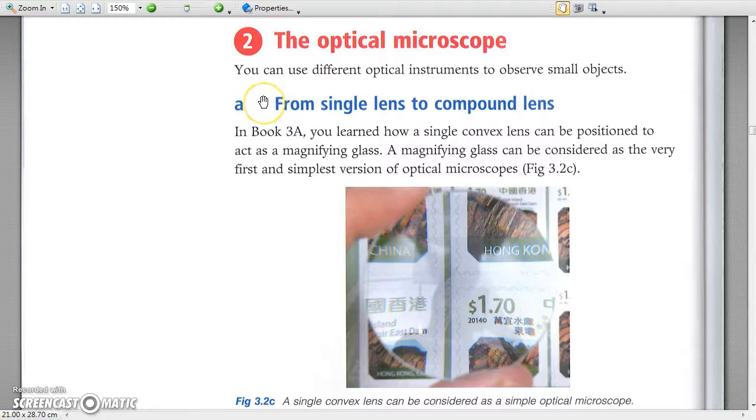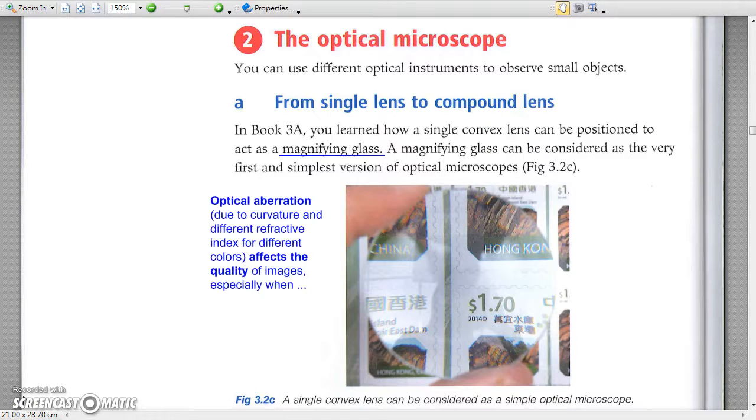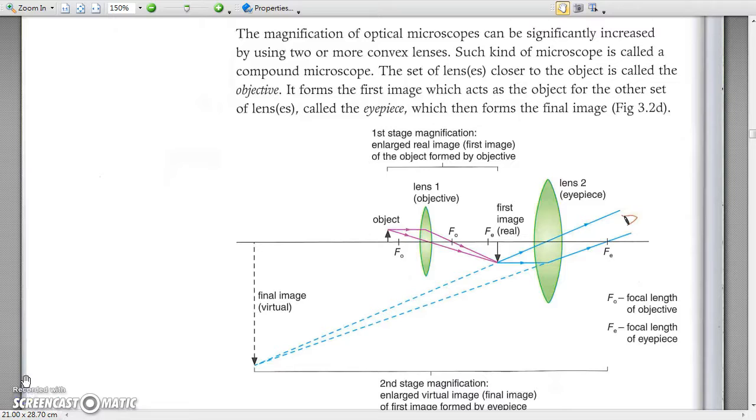A. From single lens to combined lens. A single hand lens is a magnifying glass. Optical aberration often affects the quality of the images, especially when the magnification is high. A compound microscope can significantly increase the magnification with two convex lenses.